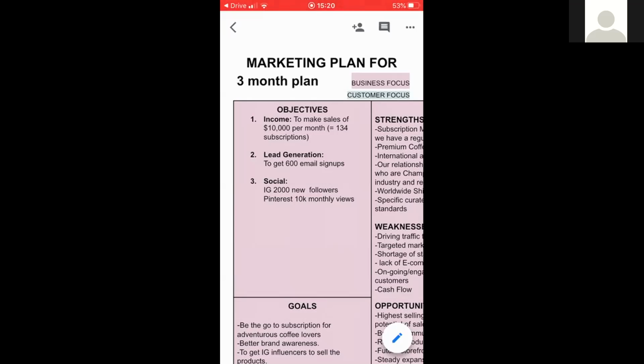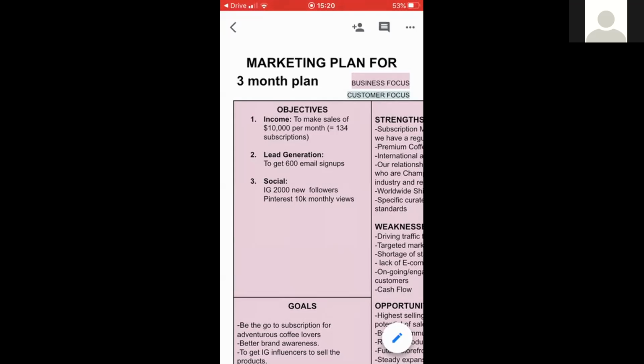Now, an objective is a SMART goal. An objective is not to make lots of money. It's not to get lots of people to my website. It has to be a specific number. So like it says here, to make $10,000 a month, in the case of this client, it was 134 subscriptions per month to make that money. So that's a nice objective of saying, okay, we've got a clear goal of what we're trying to aim for.